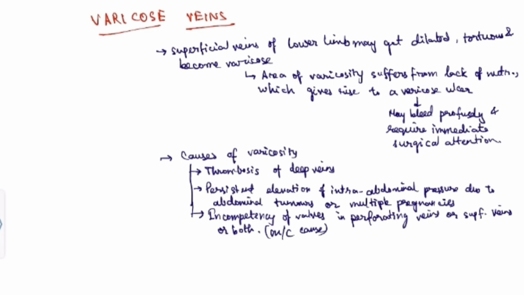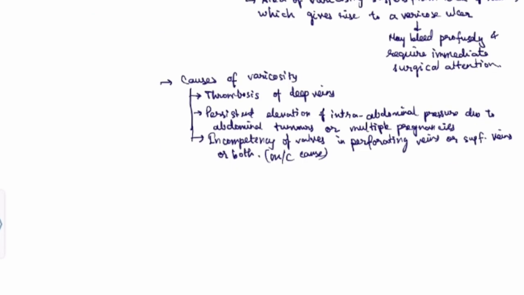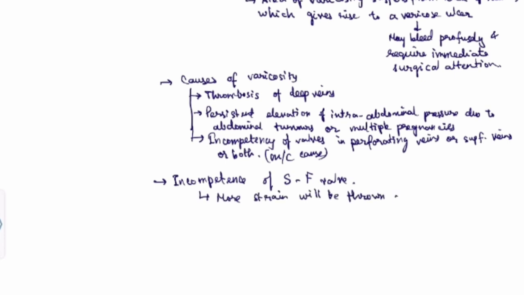Now we will go on to discuss a bit specifically, like suppose incompetency of the saphenofemoral valve. If the saphenofemoral valve is incompetent, more strain will be thrown on distal valves, and within a matter of time, the whole saphenous vein will become varicose.